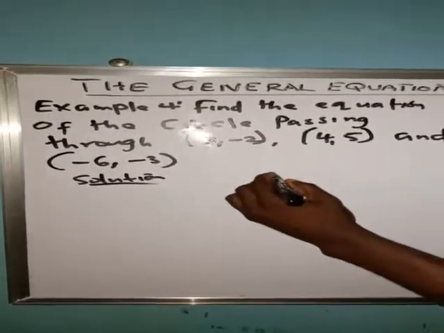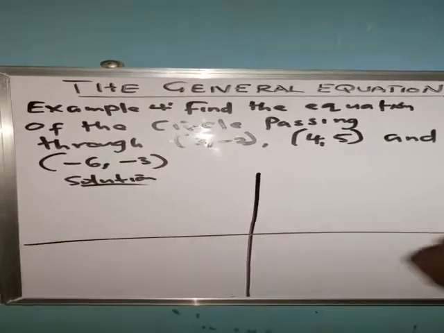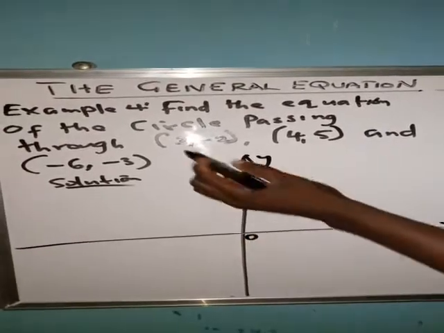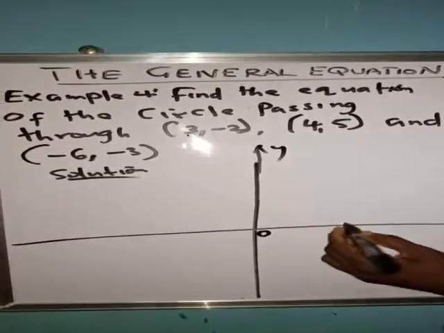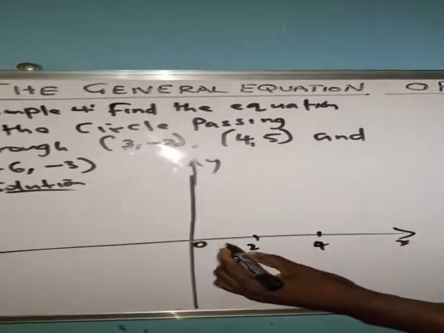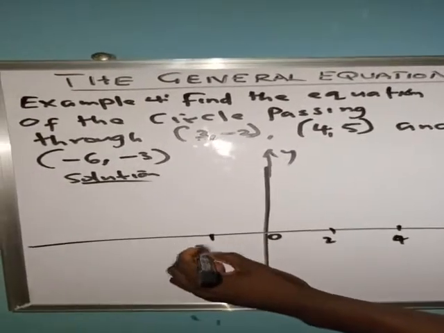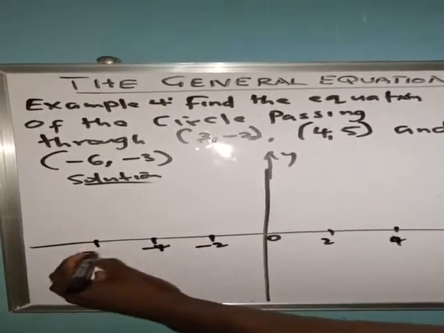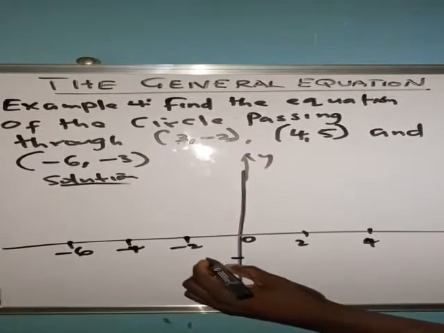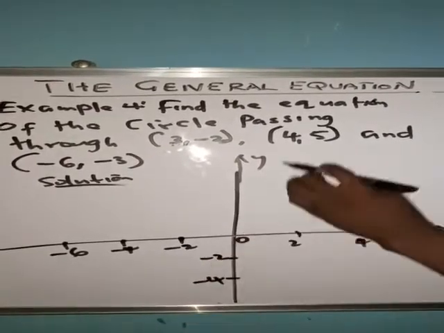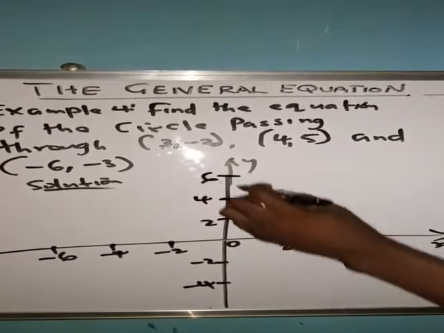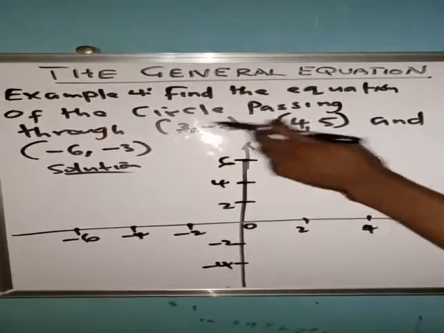Now I will draw my Cartesian plane. So the y-axis and the x-axis. This is the origin 0. Now the values of x are 3, 4, and minus 6. So we have 2 and 4. I'm taking 2 units. So we have minus 2, minus 4, minus 6. For y, we have minus 2, 5, and minus 3. Minus 2, minus 4, and we have 5, so I'll have 2, 4, 6. I'm using 2 units. Then I'll label this A, B, and C.